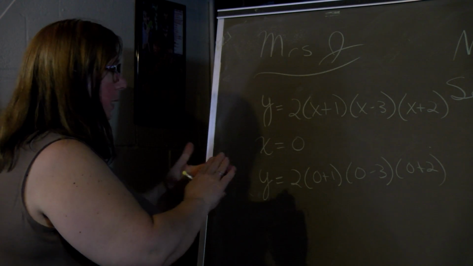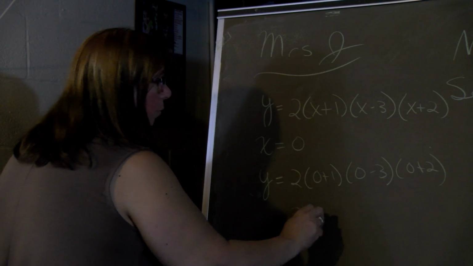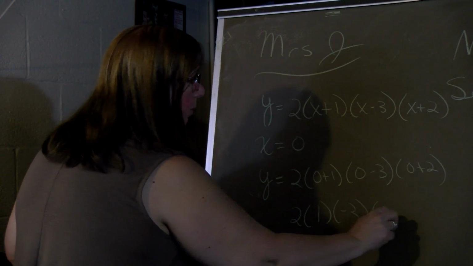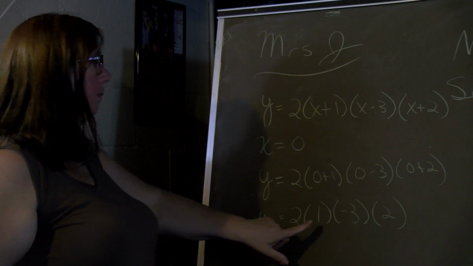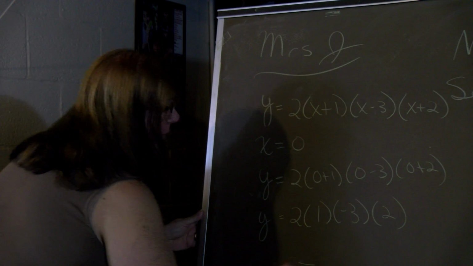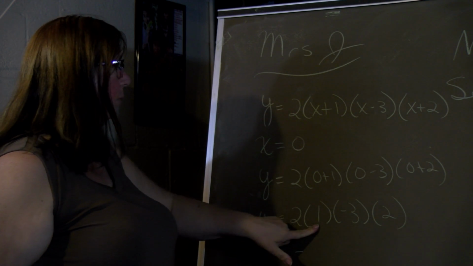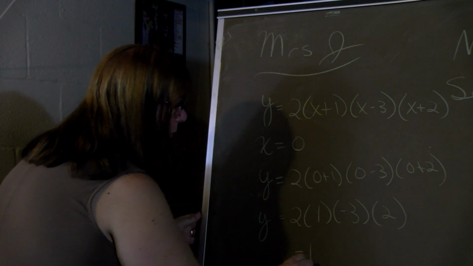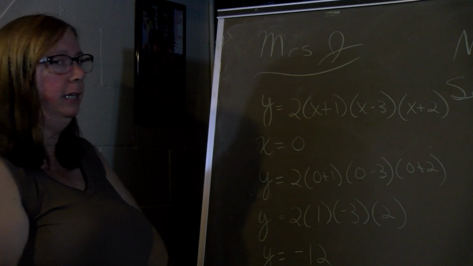So you need to do inside the parentheses first. We'd have 1, here would be a -3 and a 2. Positive times a positive times a negative times a positive is a negative. 2 times 1 times 3 is 6, times 2 is 12. So y equals a -12.